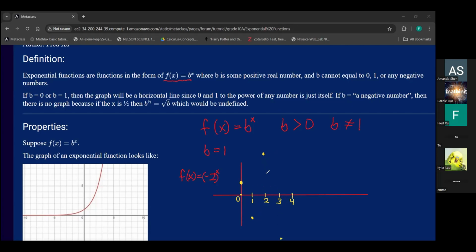As you can see, this is not a graph because the points are not connected. This point is up here, and then this point is down here. So this is not a function at all. That's why b must be greater than 0 and it cannot equal 1. Okay, now moving on.